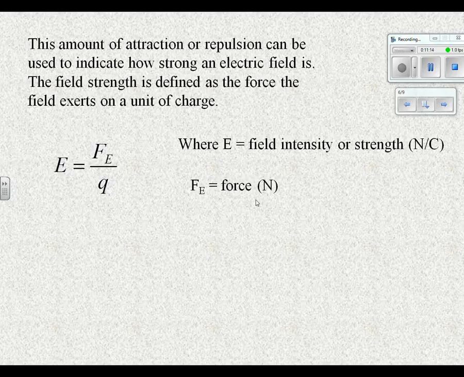F_E is the force. Why is the E there? Because it's the type of force. In this case, it's the electric force, right? So the E is just a subscript for labeling what kind of force it is, measured in newtons. And Q is the charge in coulombs or C.